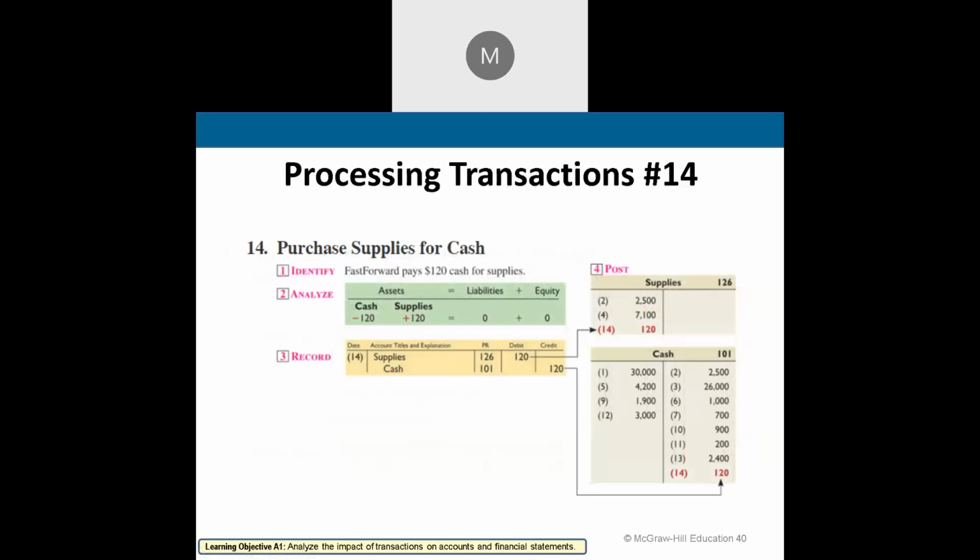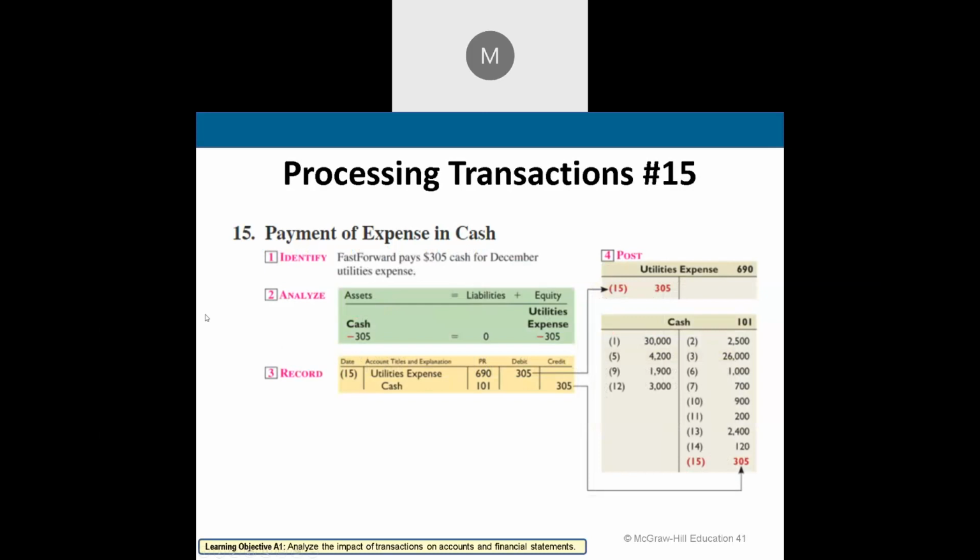Number 14. We're purchasing some supplies for cash. Supplies is an asset. $120 worth. Decrease our cash, increase our supplies. We debit supplies, we credit cash, and we post to our ledgers.